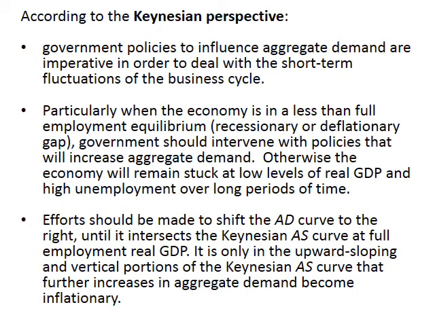So the Keynesians believe that efforts should be made to shift the AD curve to the right until it intersects the Keynesian aggregate supply curve at full employment of real GDP. So that's the point where the aggregate supply curve starts to become vertical. It's only in the upward sloping and vertical portions of the Keynesian AS curve that further increases in aggregate demand become inflationary. Now we saw that when we had aggregate demand increasing on that vertical portion, we couldn't increase the output. All we were doing was triggering inflation.